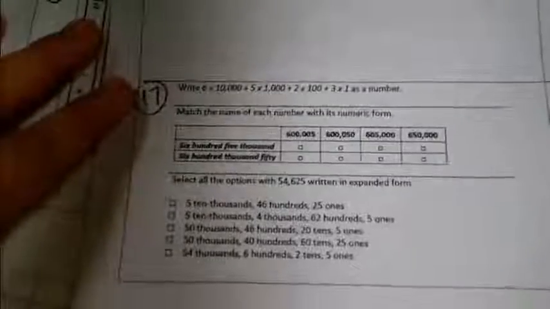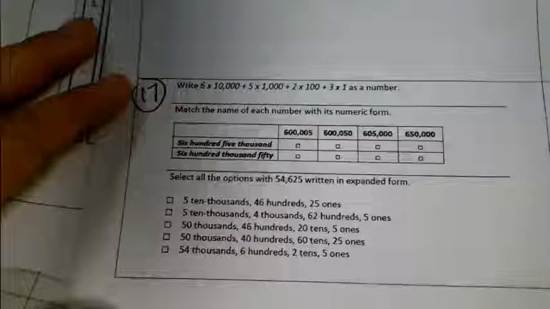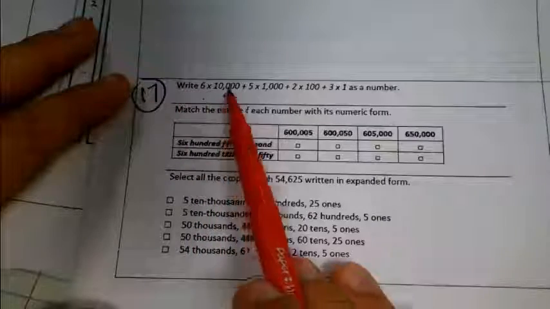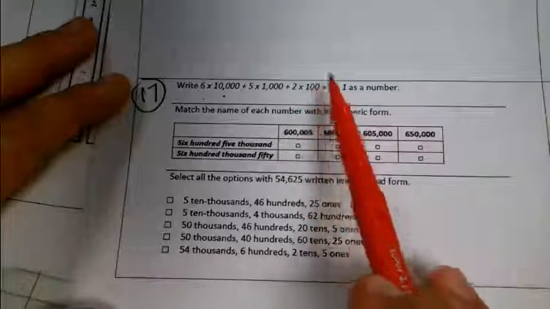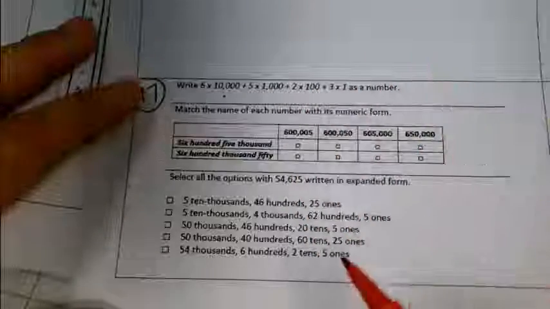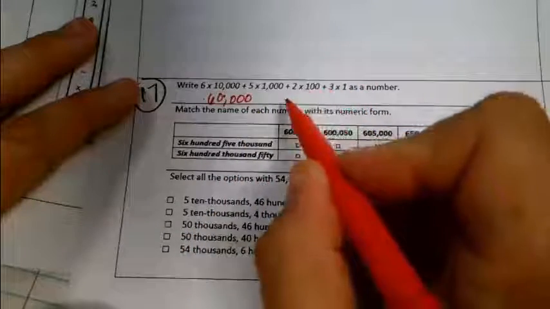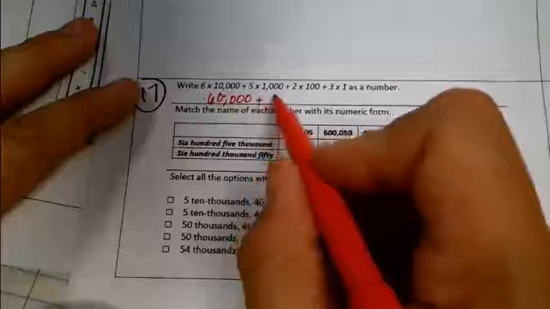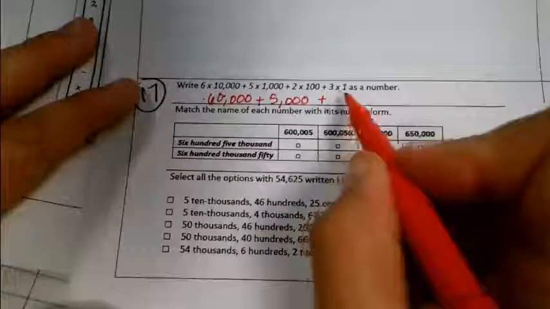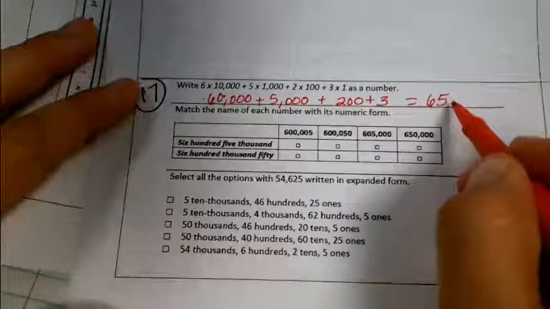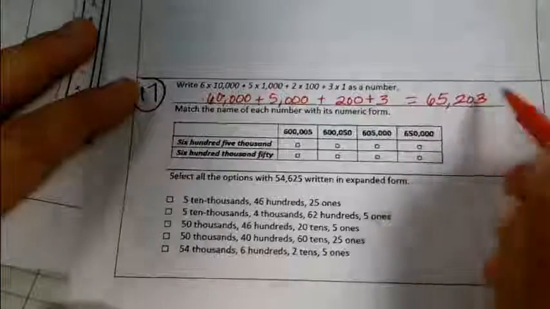Does that focus it a little bit better? Six times 10,000 plus 5 times 1,000 plus 2 times 100 plus 3 times 1 is a number. So 6 times 10,000 is 60,000. Plus 5,000 plus 200 plus 3 equals 65,203.